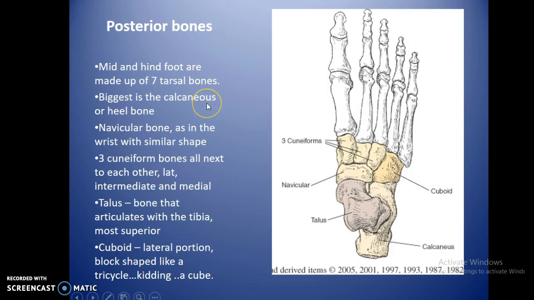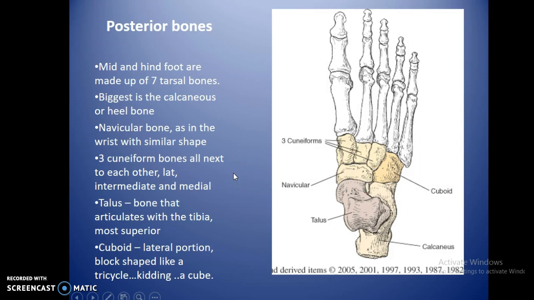Posterior bones, mid and hind foot are made up of 7 tarsal bones. So the mid to hind foot will be this area right through here. So these bones are all listed up. The biggest will be the calcaneus or the heel bone. It doesn't look quite as big from this perspective, but the calcaneus is the largest tarsal bone. The navicular bone, as in the wrist, has a very similar shape. So it's going to be on the medial side, kind of going in this arch going around.